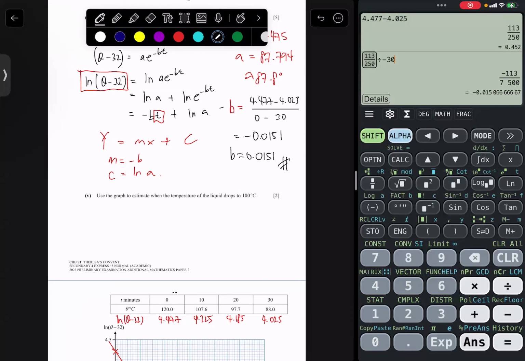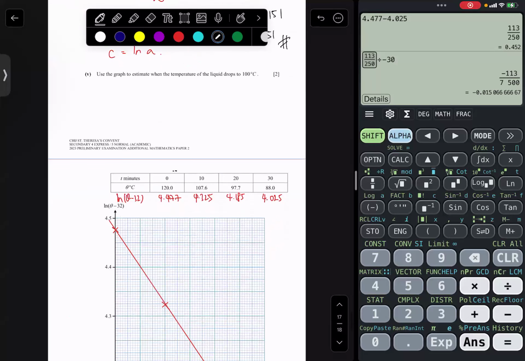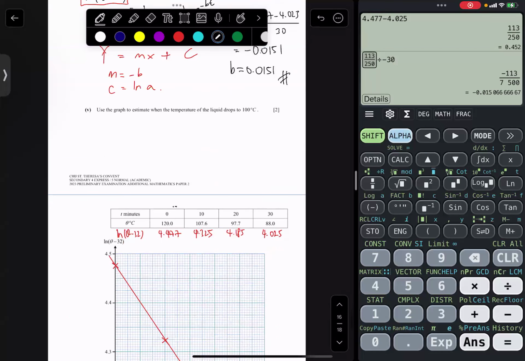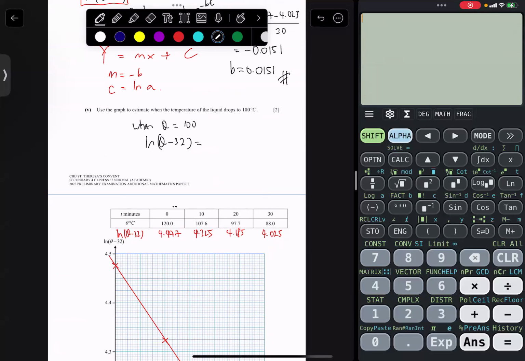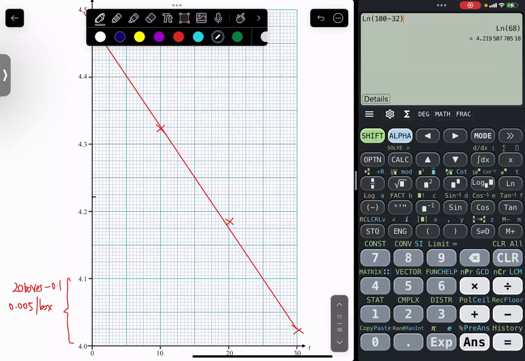Use your graph to estimate the time when the temperature of the liquid drops to 100 degrees. So when theta equals to 100, ln(theta minus 32) is equals to ln(100 minus 32), 4.219. So 4.219, 4.2 plus 4 boxes, so 1, 2, 3, 4. Somewhere here.